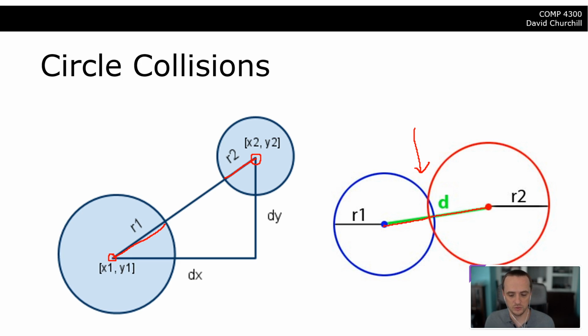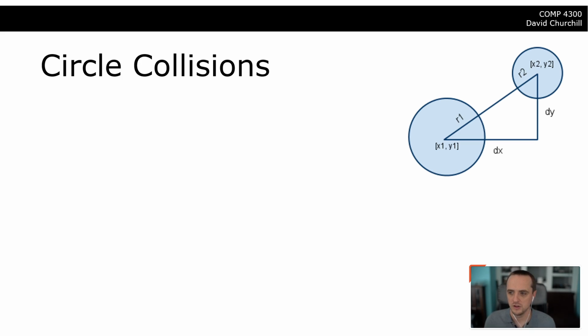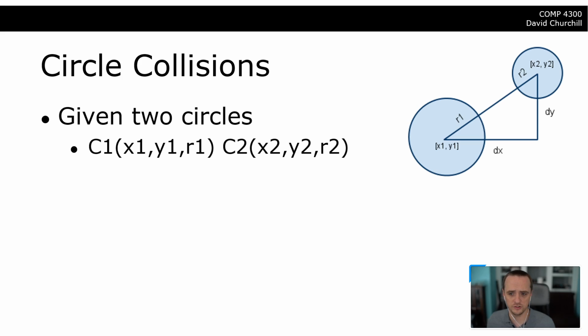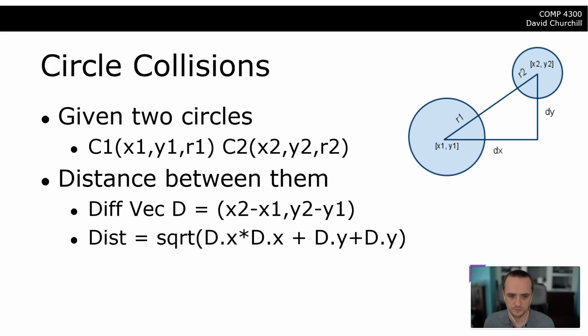So what we're going to do is determine if there's an overlap, which means there's a collision, by comparing their distance and something to do with their radiuses. So let's look at how we do that. So here again is that same diagram. So we have 2 circles. Circle 1 is defined by x1, y1, and r1, which is the radius. And circle 2 is defined by x2, y2, and r2.